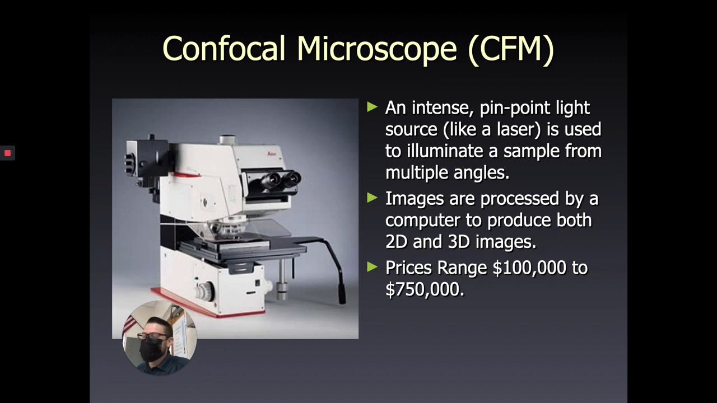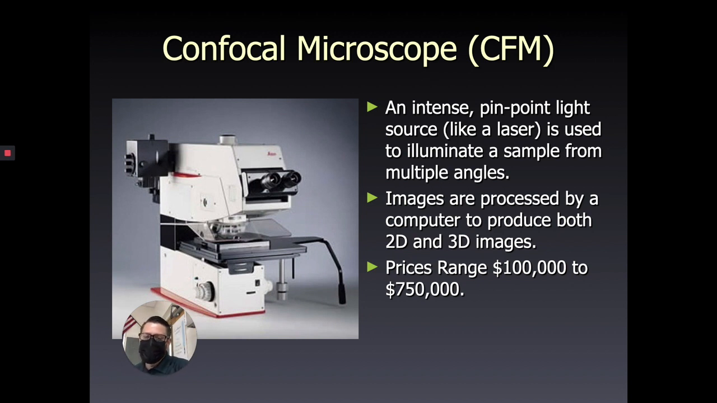The advantage of a confocal microscope is that since we're shooting multiple lasers, we can change the angles of those lasers, and we can actually produce a three-dimensional image as a result. A CLM only produces a flat two-dimensional image. Here we can get both two-dimensional and three-dimensional images.